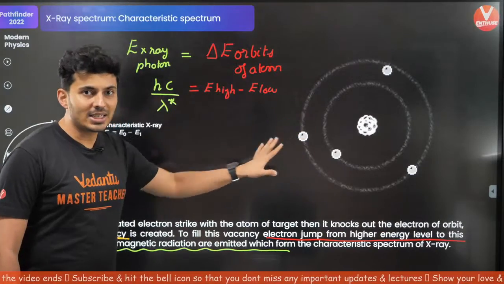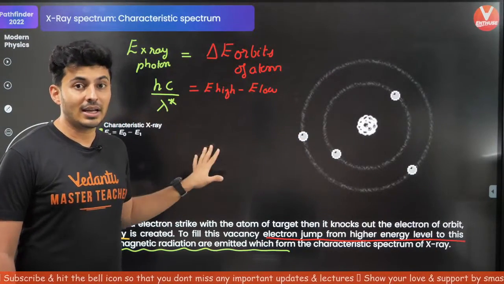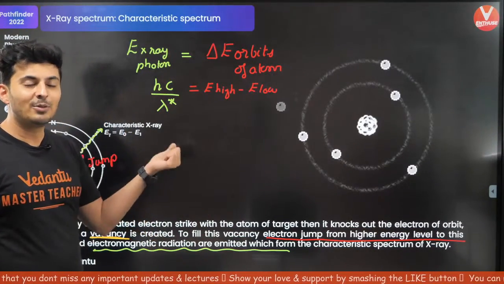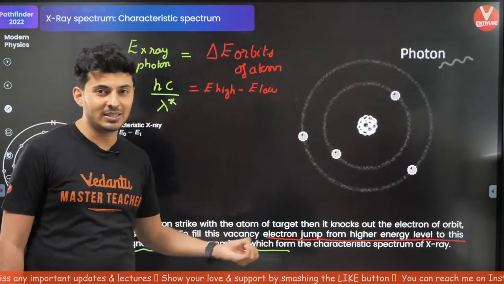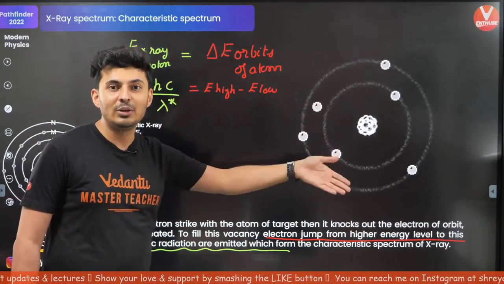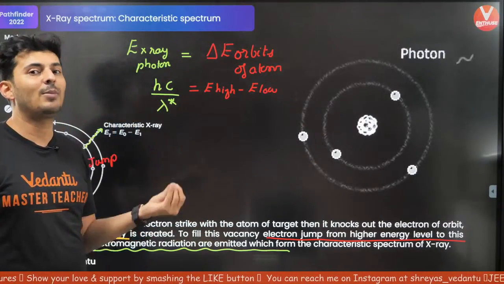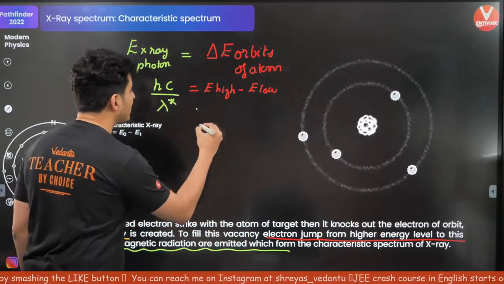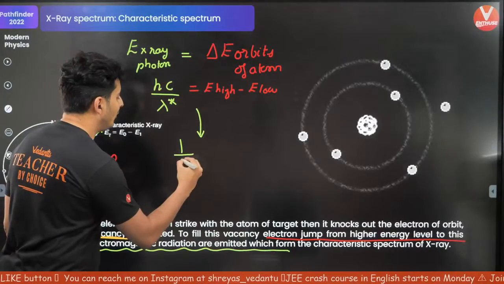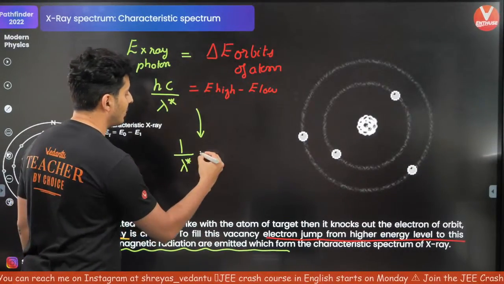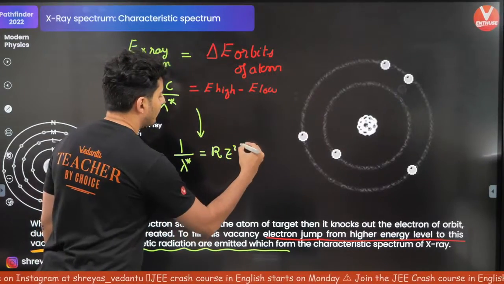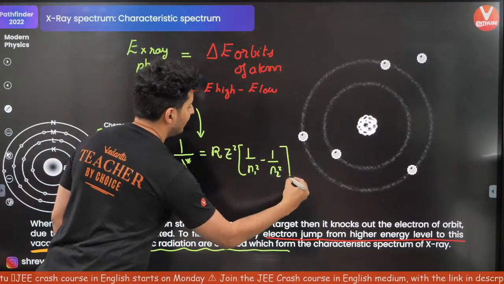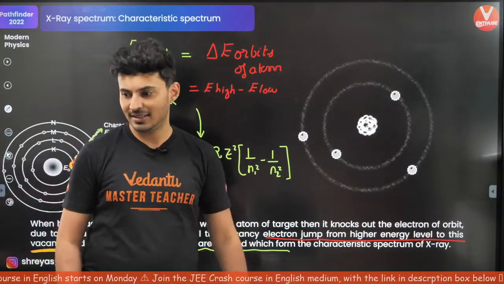Now, one more thing you need to remember. If this equation is clear, this might ring a bell that this was also studied in atomic structure. Remember, we studied one formula based on the Rydberg constant. When an electron jumps from N1 to N2, the wavelength created is given by 1 by lambda equals R Z square into 1 by N1 square minus 1 by N2 square. So you can also use that formula to find this characteristic lambda. It's perfectly fine, because this was actually derived from this.